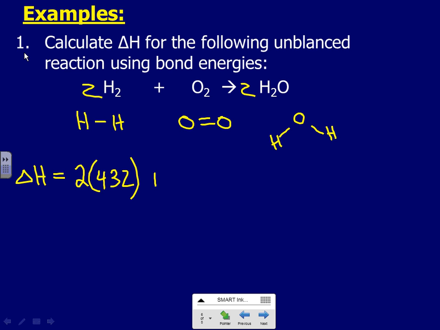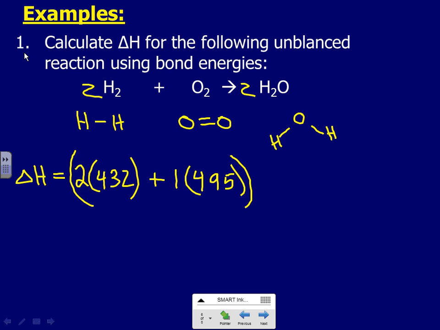Still looking at the reactants. I've got one of the O double bond O, and if you've got this sheet nearby and you can find the numbers for me, it'll make my life a little easier. Abby, did you find O double bond O? 495. Now, I want to total these all up, so I'm going to put some big brackets around it to represent the reactants.